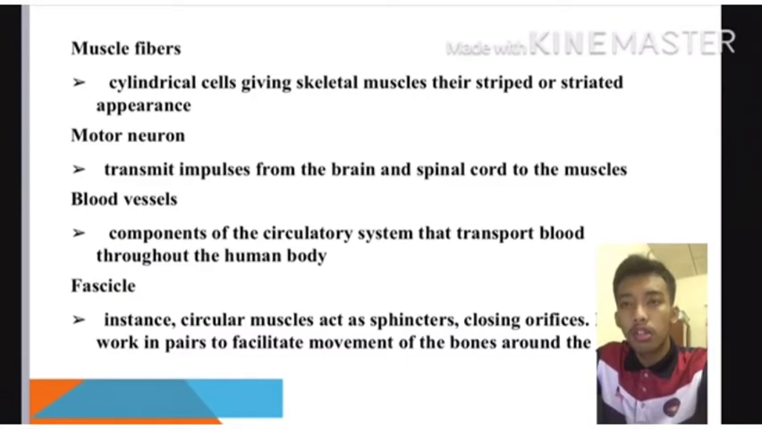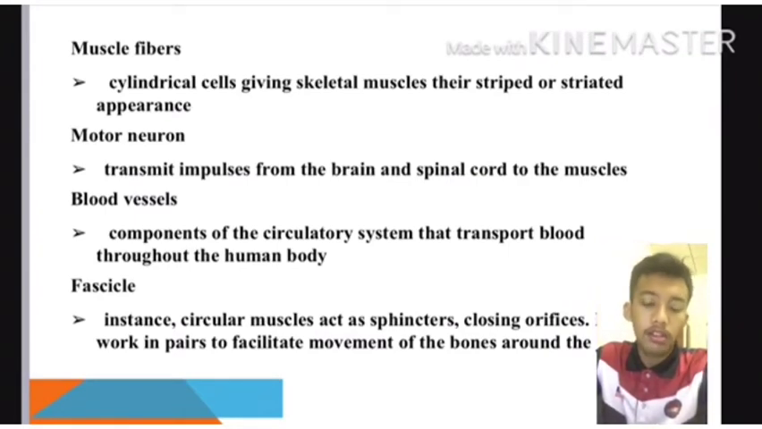Motor neurons transmit impulses from the brain and spinal cord to the muscle. Blood vessels are a component of the circulatory system that transport blood throughout the human body. And the last one is the fascicle. Circular muscles act as pincers, closing orifices. Muscles work in pairs to facilitate movement of the bone around the joint.